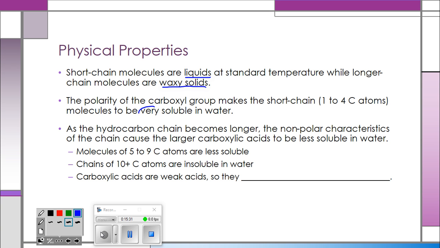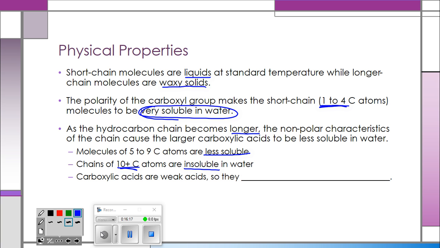The polarity also makes them very soluble in water, especially the ones between 1 and 4 carbon atoms. Now, unlike alcohols, where it was really the first 2 that were miscible with water, now it's the first 4, but the same thing happens to acids as to alcohols. As the chain becomes longer, now the nonpolar characteristics of the rest of it cause the chain to be less soluble. Anywhere from 5 to 9 carbon atoms are less soluble. You can still kind of dissolve them, but it's not as easy. As soon as we get to 10 or more, now we're back to being insoluble in water.